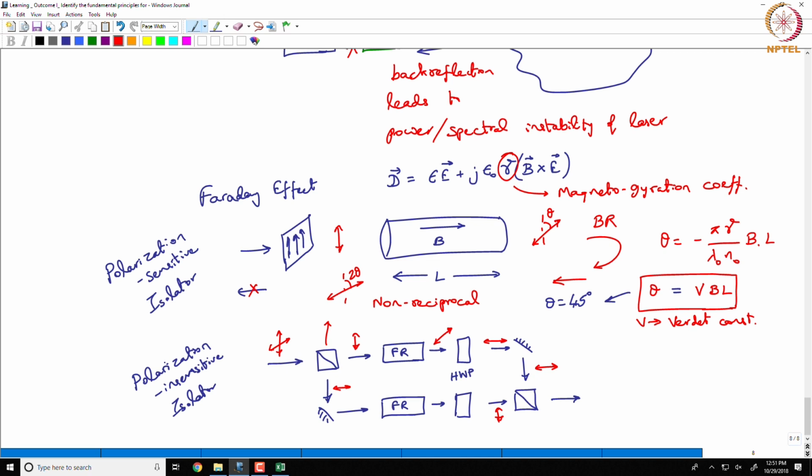That is right. So, look at it this way. Normally if it is a reciprocal device, it would have gone back to the original polarization, right, and in this case it is non-reciprocal, that means it is going in the opposite direction because of the orientation of the magnetic field with respect to the incoming polarization. The magnetic field is reversed, yes.